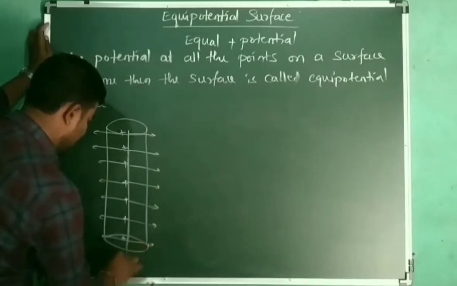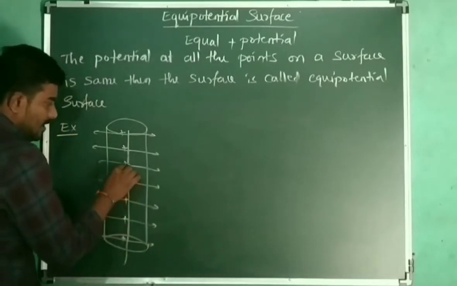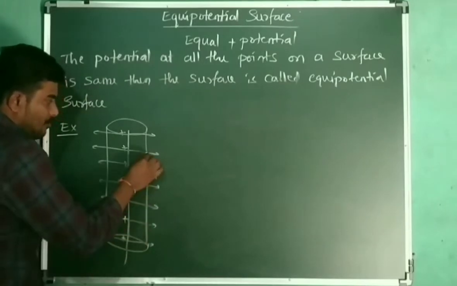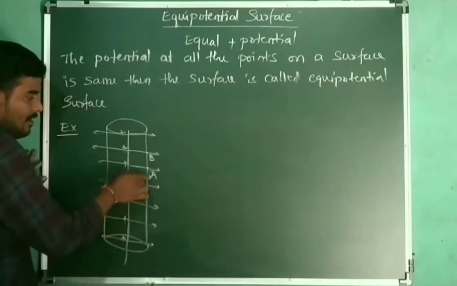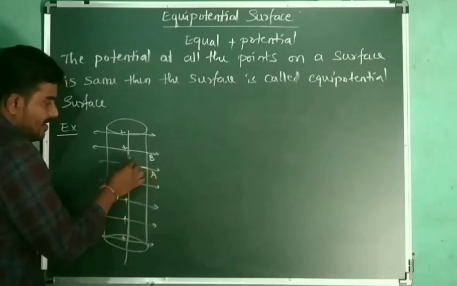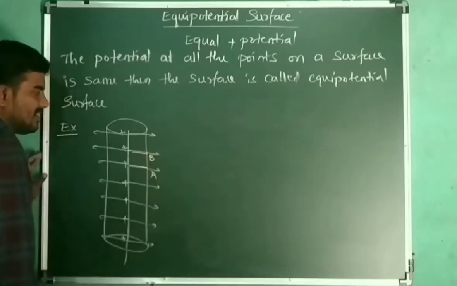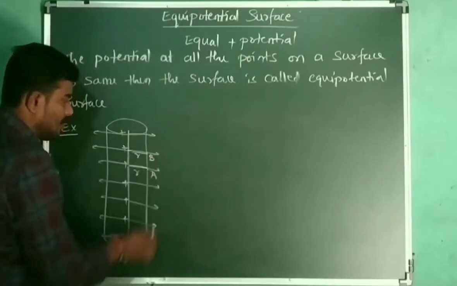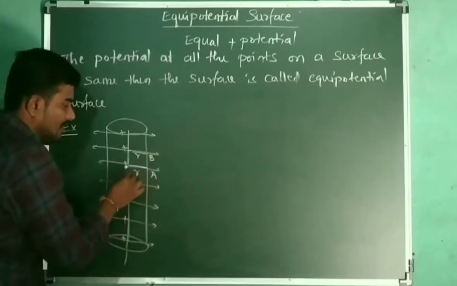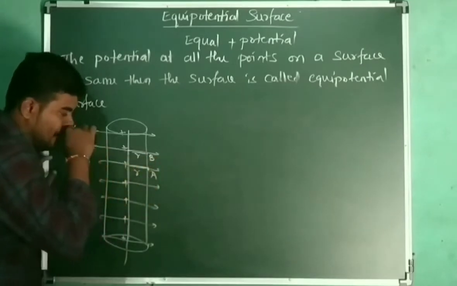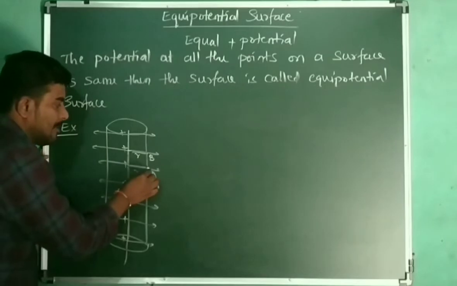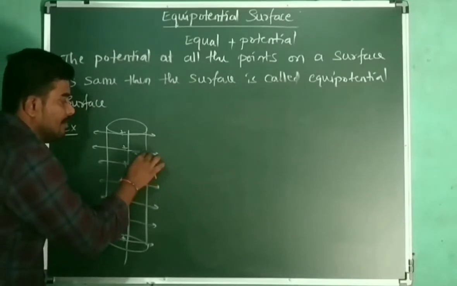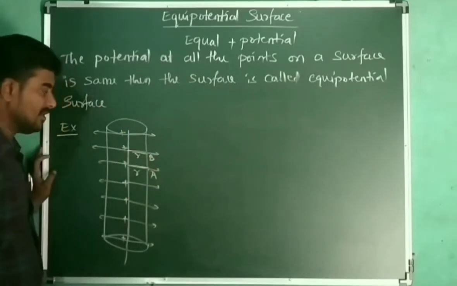Okay, so this is a cylinder. You can observe this point, let us call it point A, and this point, call it B. Points A and B are located at the same distance, because the radius is the same. Therefore, the potential at point A due to this charge and the potential at point B due to this charge are going to remain the same.